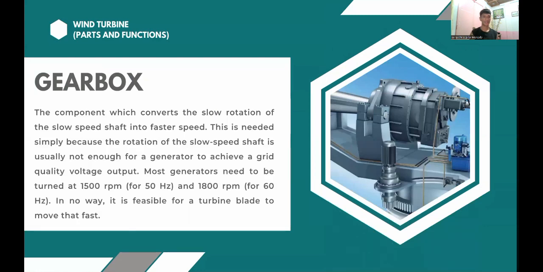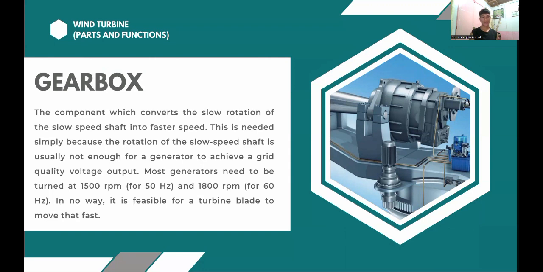Next is gearbox. The component which converts the slow rotation of the slow speed shaft into faster speed. This is needed simply because the rotation of the slow speed shaft is usually not enough for a generator to achieve a grid quality voltage output. Most generators need to be turned at 15 RPM for 50 Hz and 18 RPM for 60 Hz. In no way is it feasible for a turbine blade to move that fast.